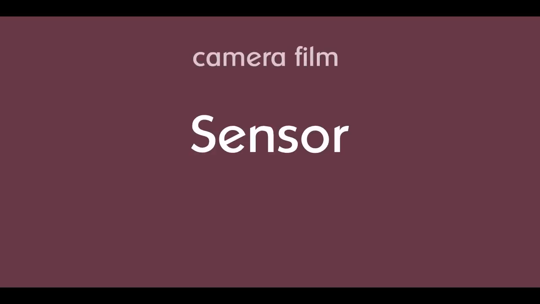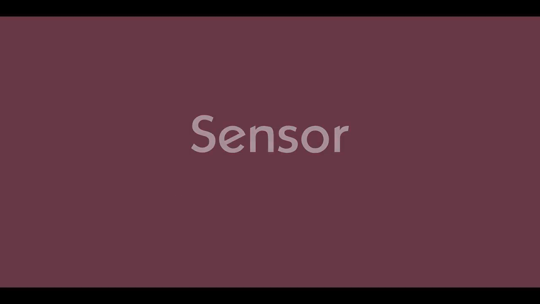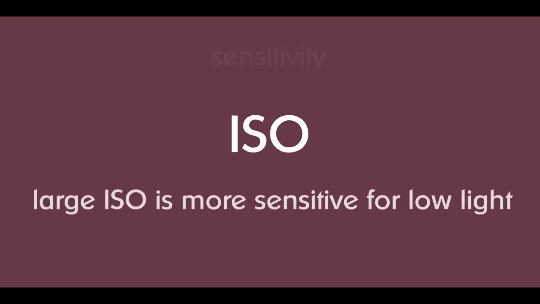Taking a photo involves exposing light onto a sensor. Now, in the old days, of course, that was camera film, but these days it's far more likely to be a digital camera sensor. The first setting we'll talk about is ISO. Now, let's just accept that abbreviation for now and understand that ISO is a measurement of the sensitivity of the camera sensor. Put simply, the bigger the ISO setting and number, the more sensitive the sensor will be.